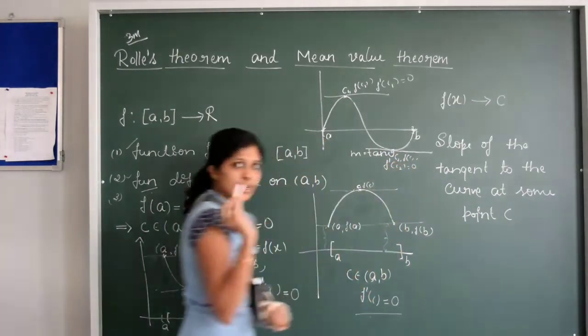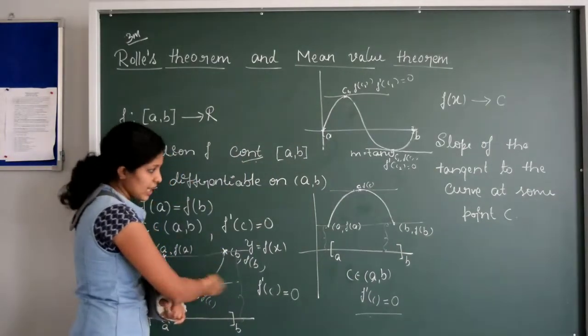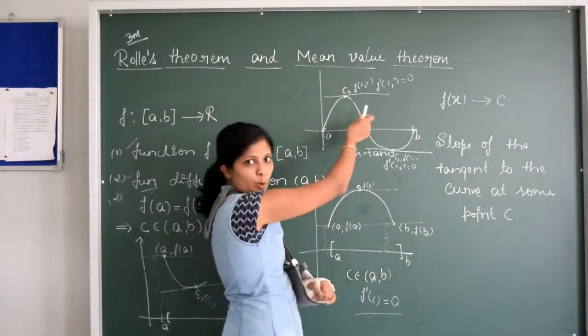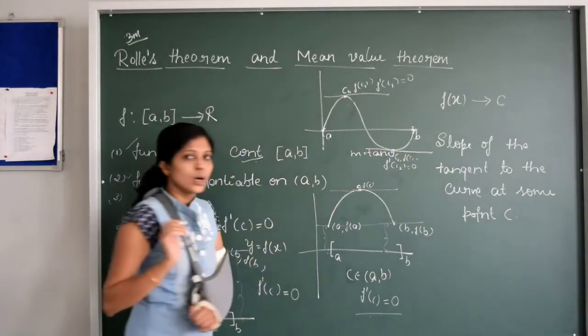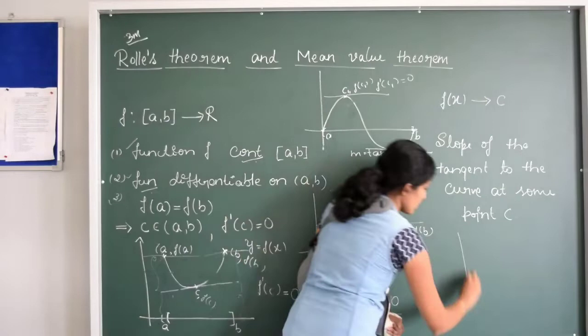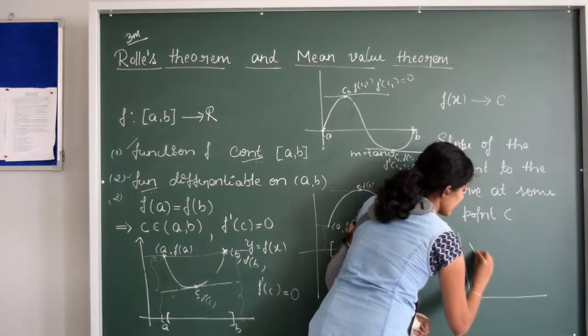Is it clear? Here only one point exists, that is C, and here also one point, but here two points are possible. So we can consider C1 and C2. So this is about Rolle's theorem. One more thing, can we consider the graph like this?